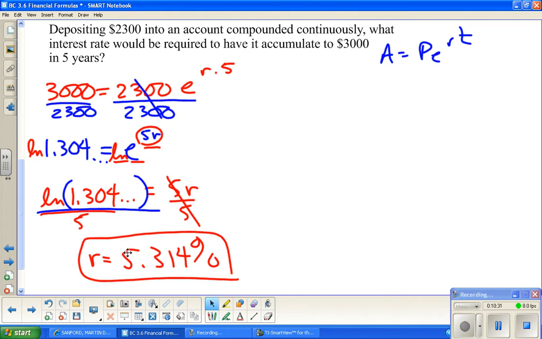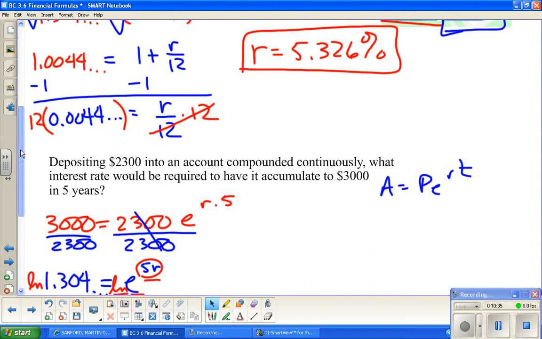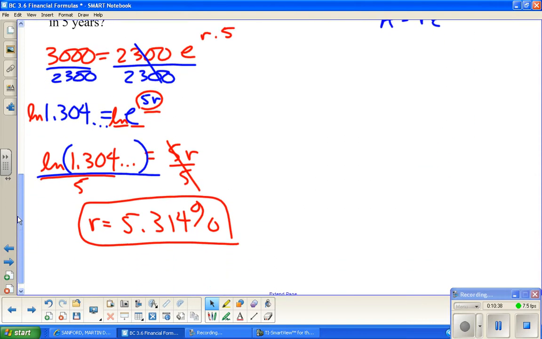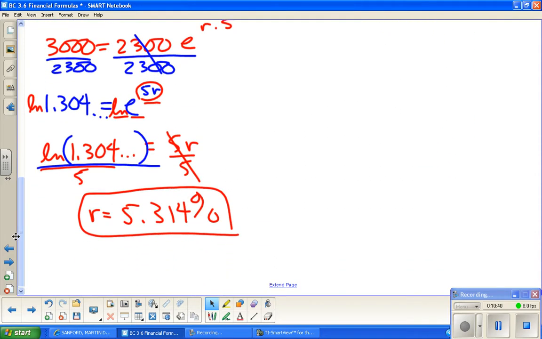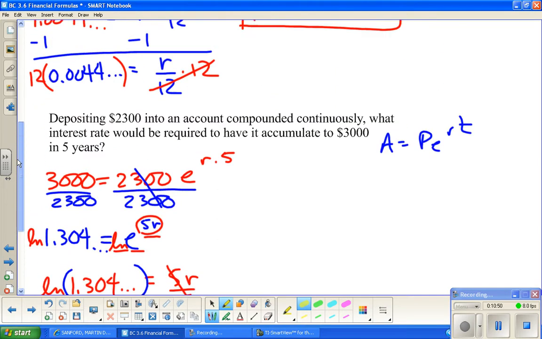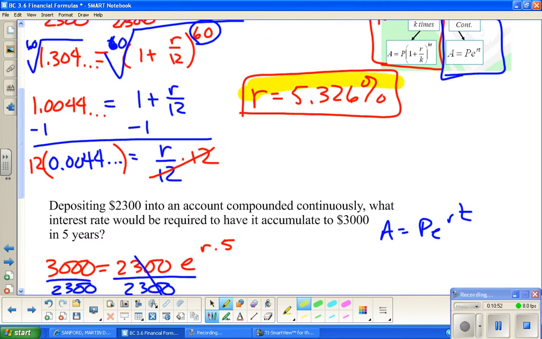Okay, just a quick little comparison here. 5.314% versus 5.326%. Not a big difference, but worth noting that I can get away with a slightly smaller percent on this one because I'm compounding more often. Okay, so 314, like pi-ish, 326. So they're both about 5%, but slightly higher if I'm only going to compound 12 times a year versus if I compound an infinite number of times in a year.